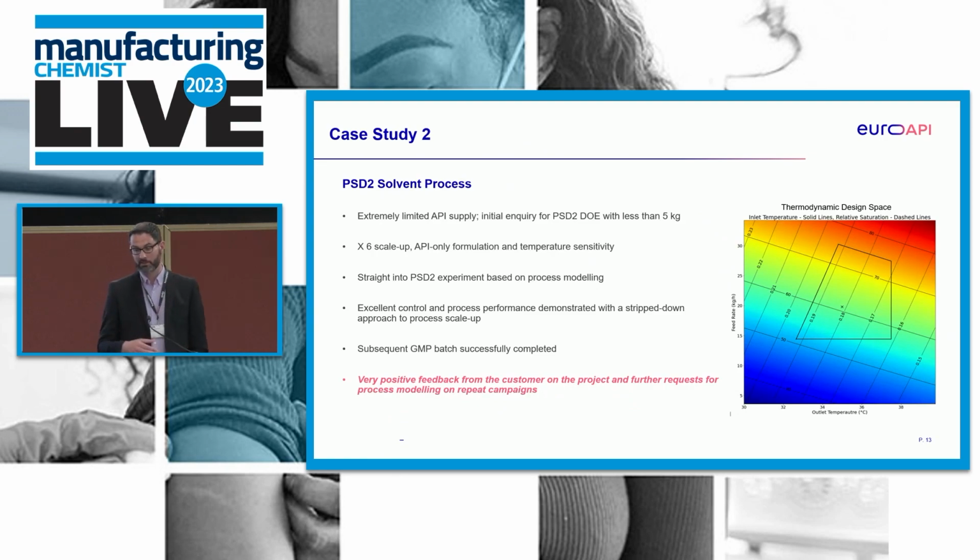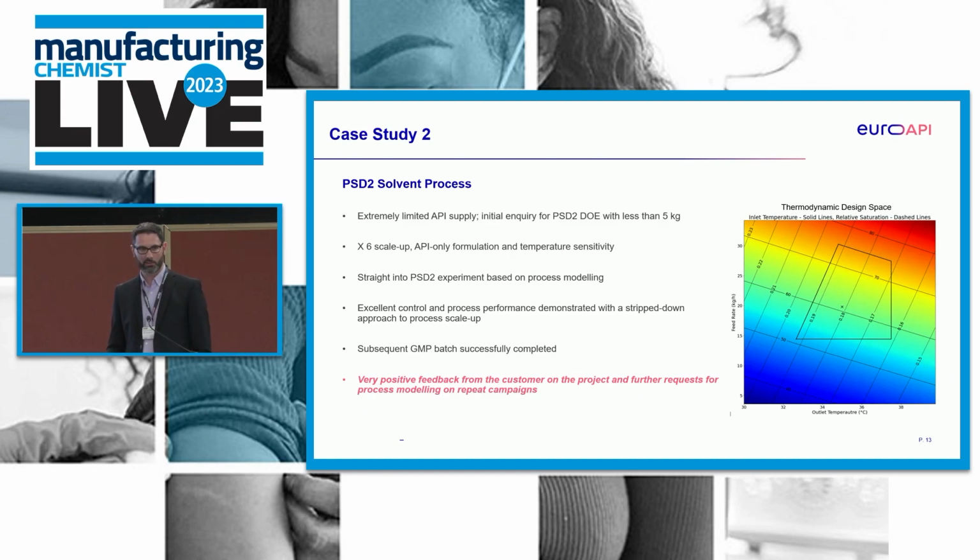And then at the other end, this is on a PSD2. So I mentioned this a little bit, extremely limited API supply, less than 5 kilos available. We're scaling up around 6 times in this case from a lab scale unit. And it was an API only formulation, which is quite unusual. So there was no excipient in this case, but it was very temperature sensitive and could degrade quite readily if we essentially overcooked it. So we went straight into PSD2 based on the process modelling from the lab data.